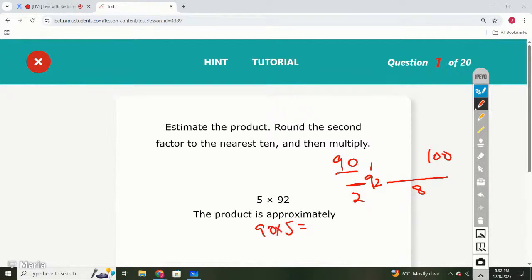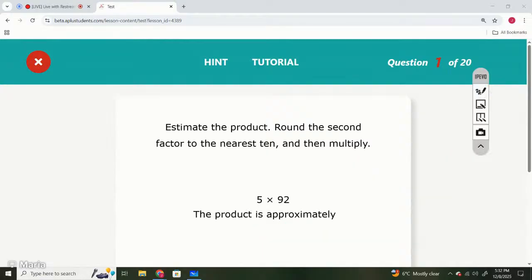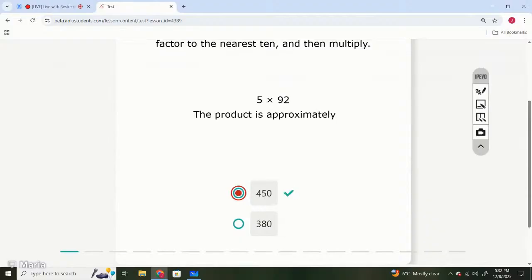9 times 5 is 45. So that is 450. Option number 1 is the correct option, that is 450.